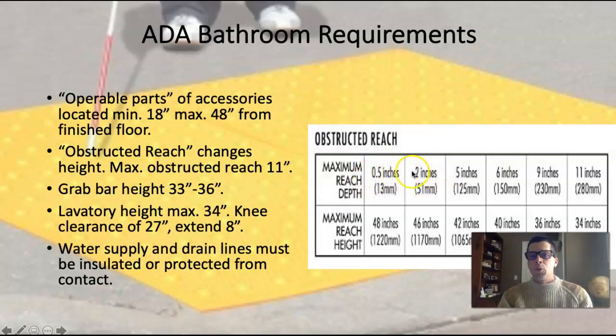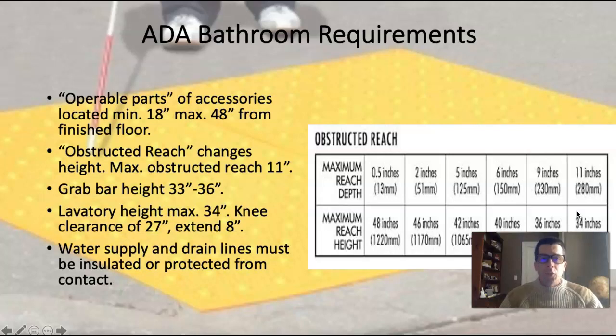If you have 2 inches of depth that somebody has to reach over, all of a sudden that thing can only be 46 inches high. Okay, the max obstructed reach is 11 inches. So you could have 11 inches of depth in the way of somebody accessing an operable part, and all of a sudden the maximum height is now 34 inches. So hopefully you're all getting that there's a lot of moving parts with all of this, and depending on what you've got in the way, it's going to change those height requirements also.